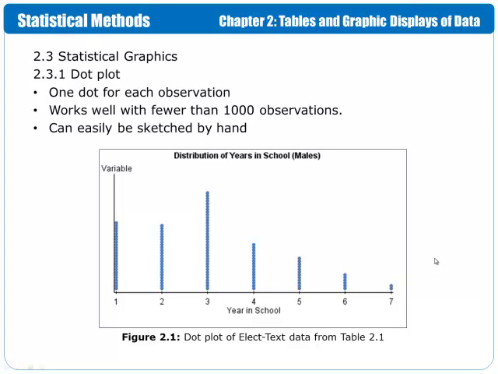A dot plot can be used to show the distribution of data. For example, if we look at this dot plot, which represents the distribution of the years in school for the male customers, then we can see that there were a higher number of male customers in the lower years in school, and that the highest frequency was observed for 3 years in school.